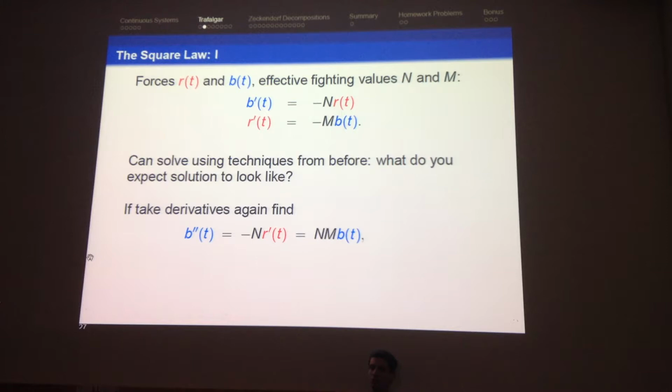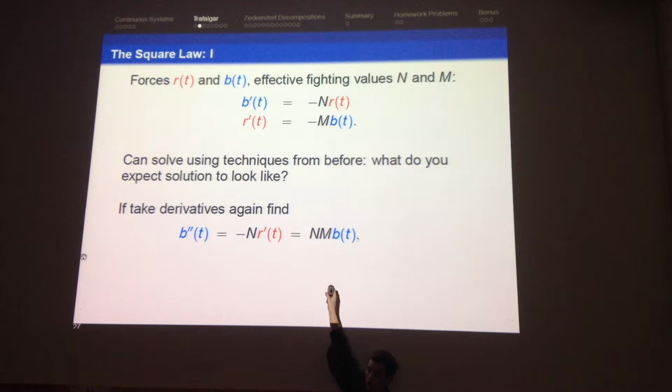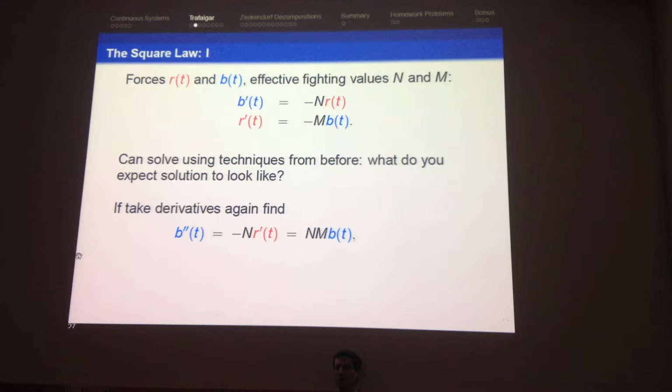Can anybody tell me what the solution should be? If you want, assume N times M equals 1. We will make the unreasonable assumption that the red and the blue fleets have the same effective fighting ability. Let's assume N times M equals 1. I want a function whose second derivative equals itself. Yes? E to the x.